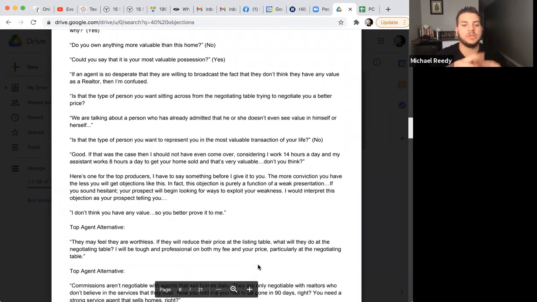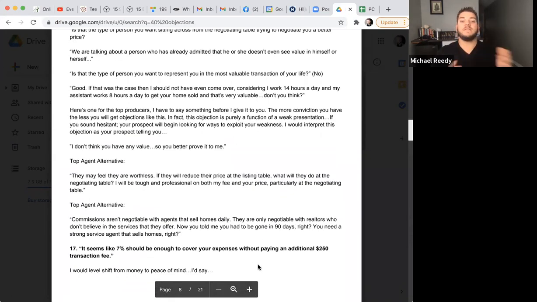Top agent alternative to cutting the commission: they may feel that they are worthless. If they will reduce their price at the listing table, what will they do at the negotiation table? I will be tough and professional on both my fee and your price, particularly at the negotiation table. For top agents, commissions aren't negotiable with agents that sell homes daily. They are only negotiable with realtors who don't believe in the services that they offer. Now, you told me that you had to be gone in 90 days, right? You need a strong service agent that sells homes, right?